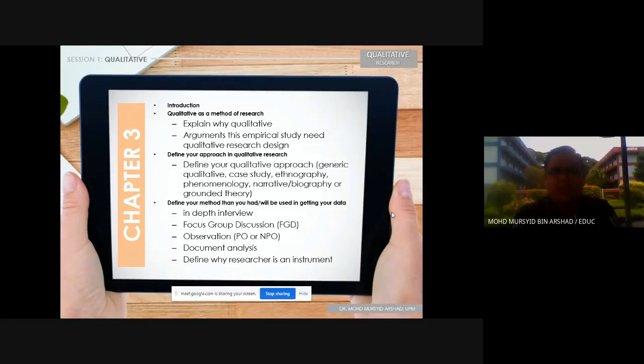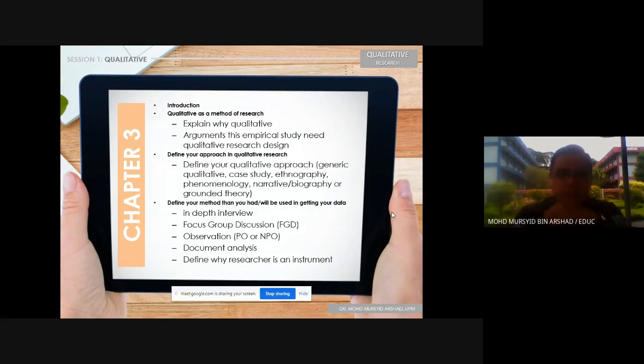Maybe you use qualitative case study, ethnography, phenomenology, so on and so forth. You define it here. So in qualitative research, basically they have 5 approaches, which are case study, phenomenology, ethnography, grounded theory, and last but not least, narrative study. If you choose, for example, a case study, you need to define why you choose case study here. First, you define why you choose qualitative, and then second, you need to define why you choose that approach.